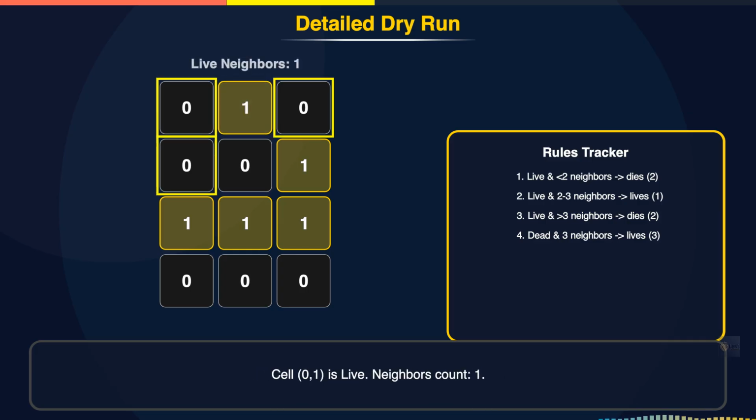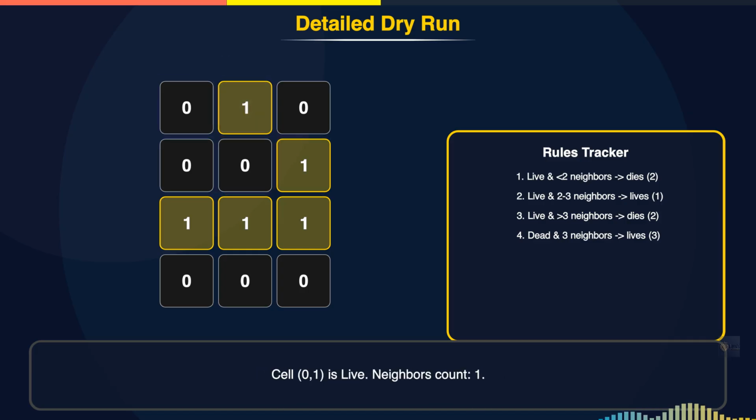Next, look at row 0, column 1. This cell is live, but it only has one live neighbor at 1, 2. According to rule 1, it dies from underpopulation. We mark it as 2.